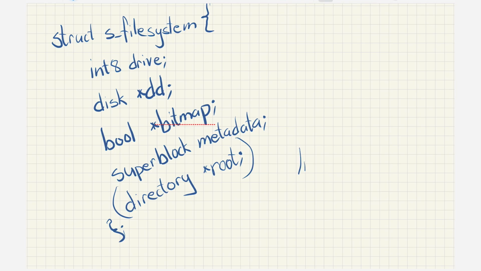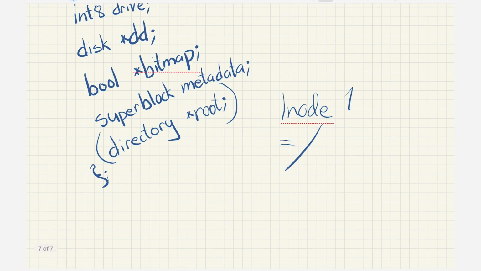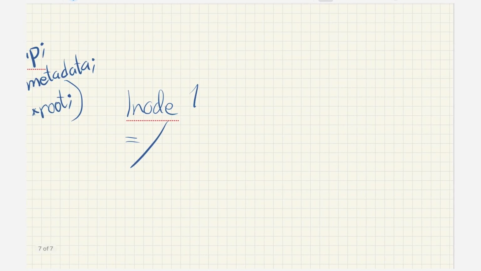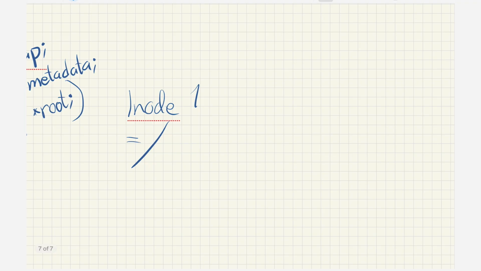So inode 1 is the root directory. Yes, so that is the file structure, and that will be returned when we mount the file system. And then we will have a lot of different functions. I can mention a few of them at least.